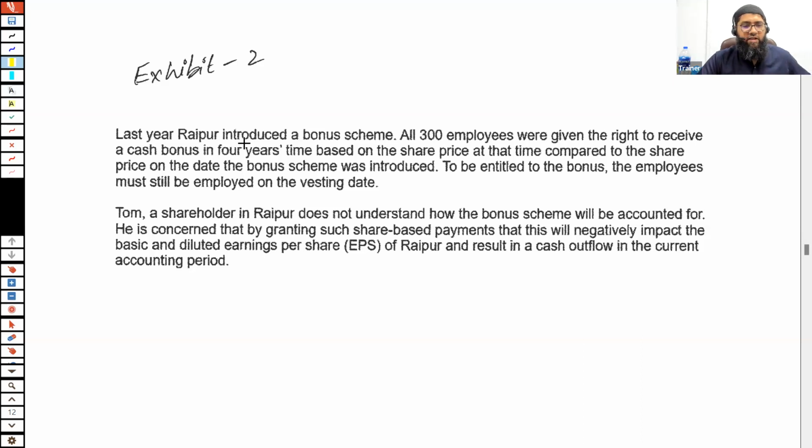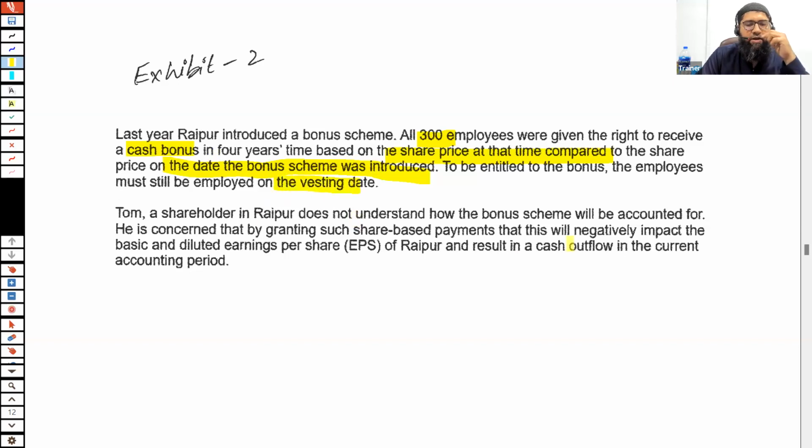Okay, now it says last year Raipur introduced the bonus scheme. All 300 employees were given the right to receive a cash bonus in 4 years time, based on the share price at the time compared to the share price on the date the bonus scheme was introduced. So you are allowed to claim this bonus in the form of cash. To be entitled to the bonus, the employees still need to be employed on the vesting date.